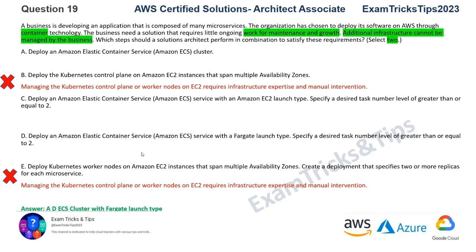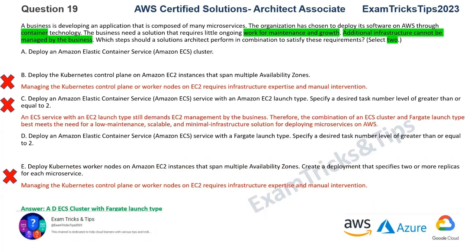Because we eliminated two options, the complexity of this problem has become much lower. Now let's see what we have. Option C has ECS, which is obviously a serverless technology, but even that one is using an instance launch type of EC2. When you have an EC2 launch type, it still demands management by the business. So the combination of ECS with EC2 is not going to be the correct answer. Very easily, we were able to eliminate one more option. Option C is wrong, and we're left with options A and D, which is the correct answer.